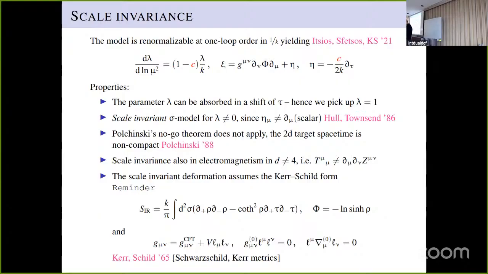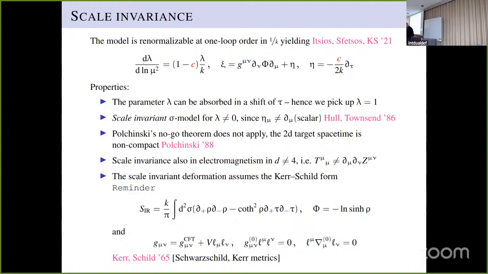this is a very puzzling behavior, because we have a beta function which depends on an arbitrary parameter. And this is unphysical because this just reflects the definition. So this model is called scale invariant when lambda is different from 0, because the corresponding diffeomorphism, this is the vector. If I write it with respect to the form, this cannot be written in terms of a derivative of a scalar. This goes along with the works of Hull and Townsend.